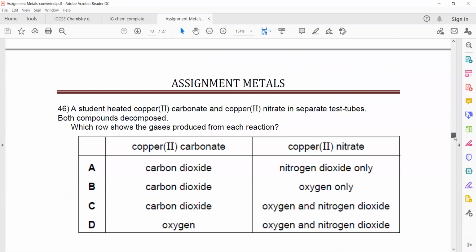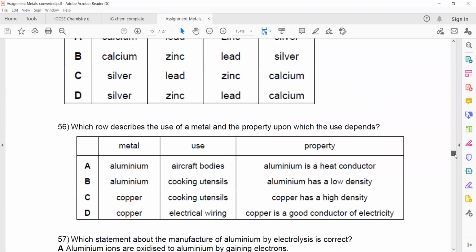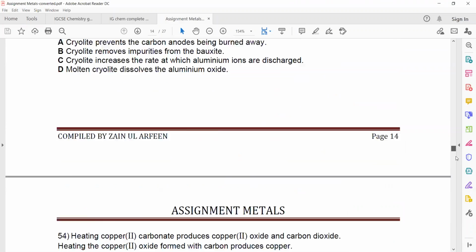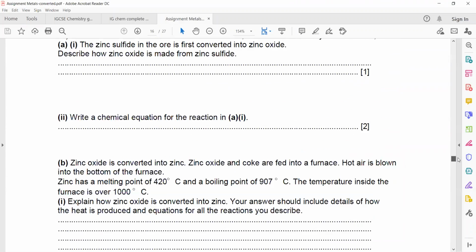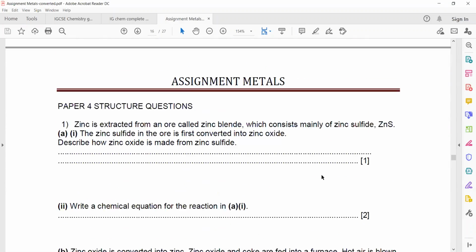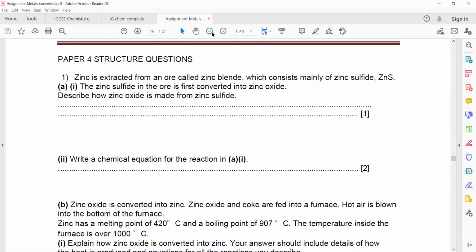So, a question related to extraction of zinc. Structured question: Zinc is extracted from an ore called zinc blende, which mainly consists of zinc sulfide. Zinc sulfide in the ore is first converted to zinc oxide. Describe how zinc oxide is made from zinc sulfide. It's only a 1 mark question.